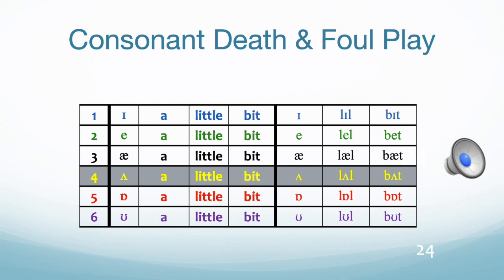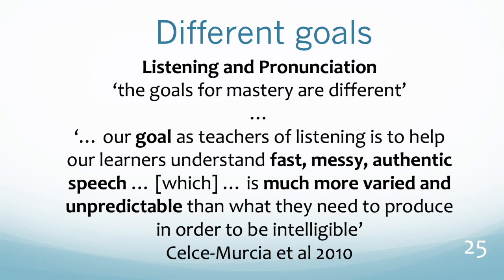Now remember, we're practicing the mess. Why? Because for listening and pronunciation, the goals for mastery are different. So our learners need to understand fast, messy, authentic speech, which is much more varied and unpredictable than what they need to produce in order to be intelligible. Remember that.